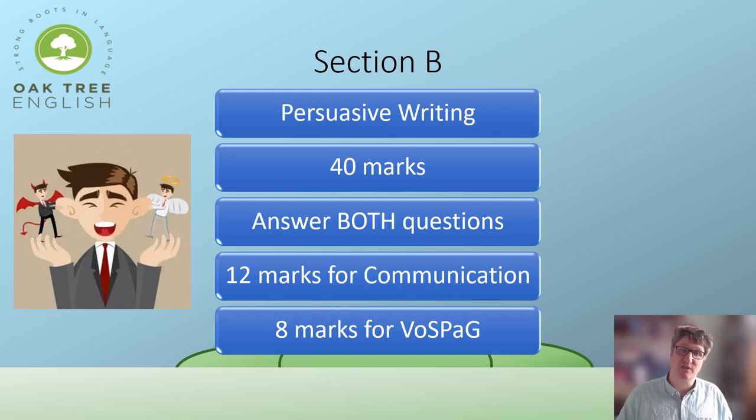And you get 8 marks for using a wide range of vocabulary, accurate spelling, a wide range of punctuation. So if you know how to use a colon, use a colon. If you don't know how to use an apostrophe, for goodness sake, learn, because it's really annoying. There's only two uses of an apostrophe: omissive and possessive. If you're using it to pluralize, then please, please, please slap yourself in the face right now. Don't actually do that. That was hyperbole. So yeah, you get 8 marks for Vosbag, and 12 marks for communication.